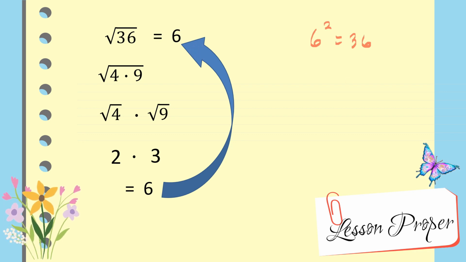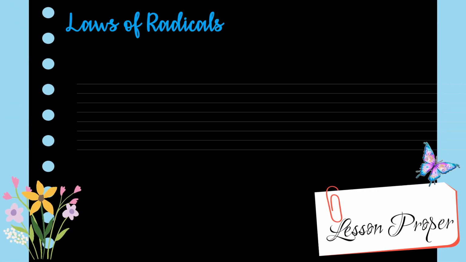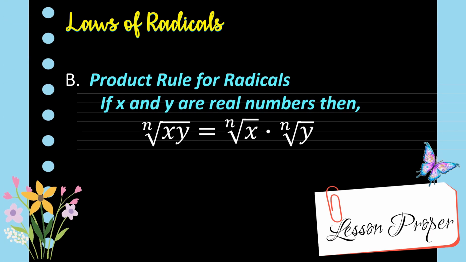So the second law states that, or the product rule for radicals: if x and y are real numbers, then the nth root of xy is equal to the nth root of x times the nth root of y.